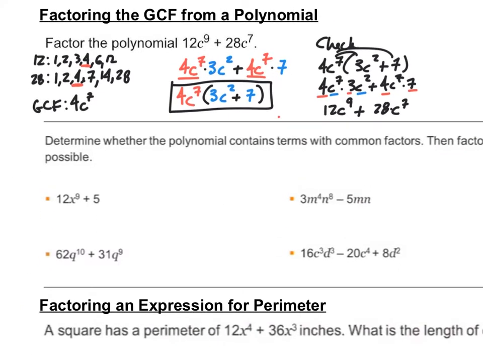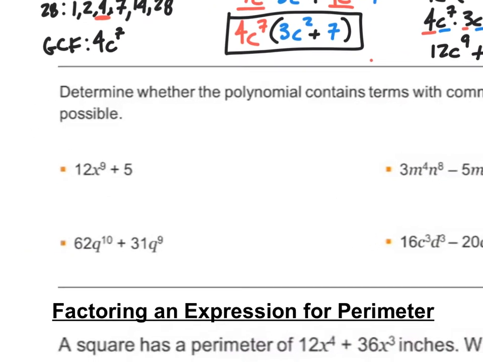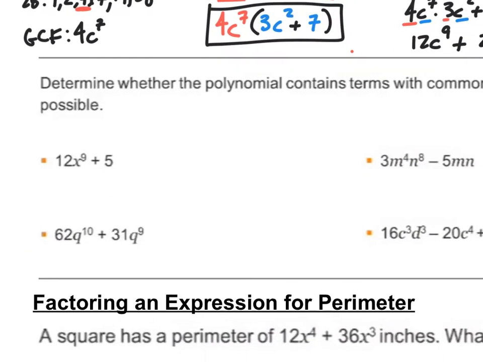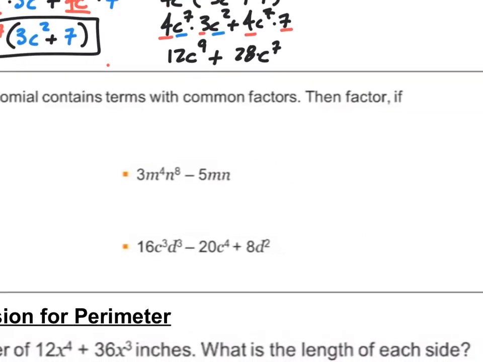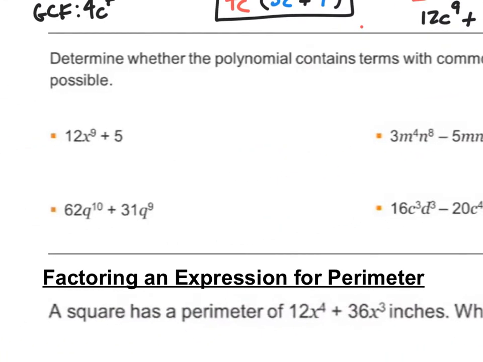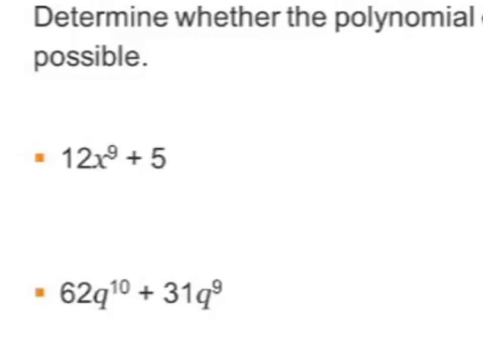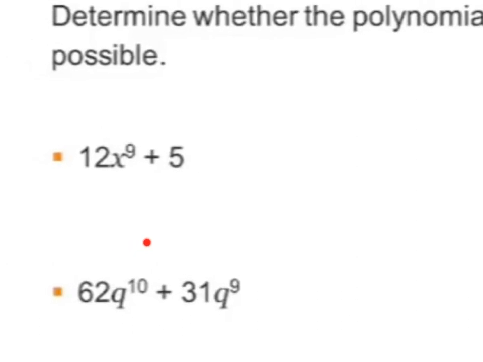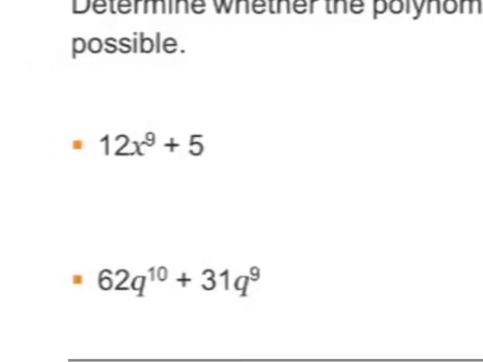Okay, so on these, let's just take a look at some of these where it says, okay, determine whether the polynomial contains terms with no common factors, then factor it if you can, okay? So on this, and these are kind of interesting. Some of these are kind of interesting. On this first one, you've got 12 times x to the 9th plus 5.